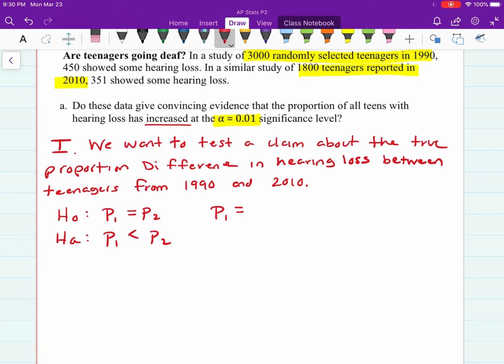So we're going to go ahead and label P1 to be the true proportion of teenagers with hearing loss in 1990. And then P2 would be the same thing, but teenagers in 2010.